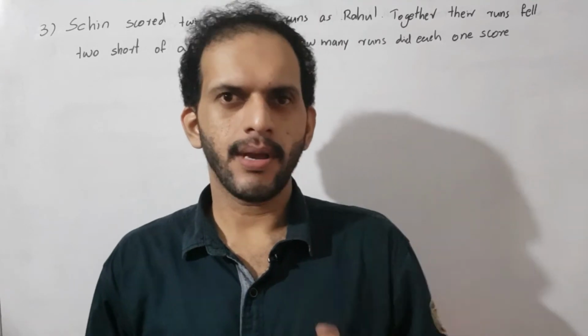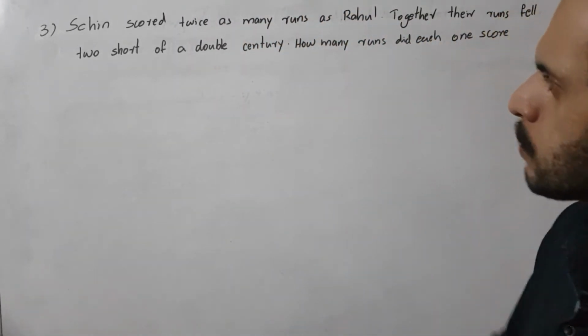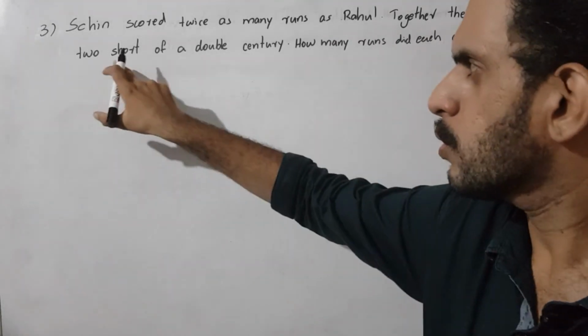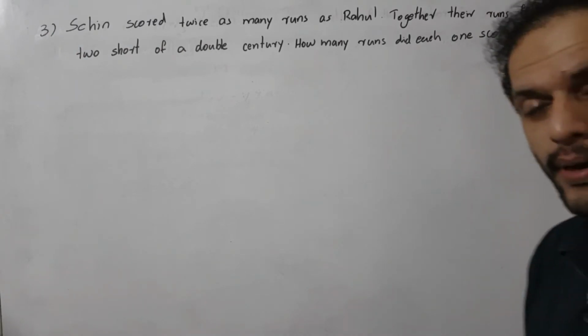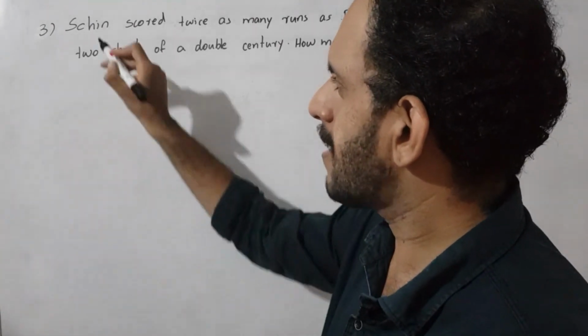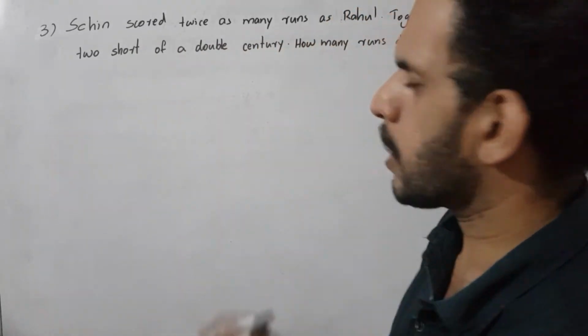Next we are discussing the next idea. The question is like this: Sachin scored twice as many runs as Raghu. Together their runs fell too short of a double century. How many runs did each one score? Okay, this question is very clear. Once again, what is that? Sachin scored twice as many runs as Raghu.